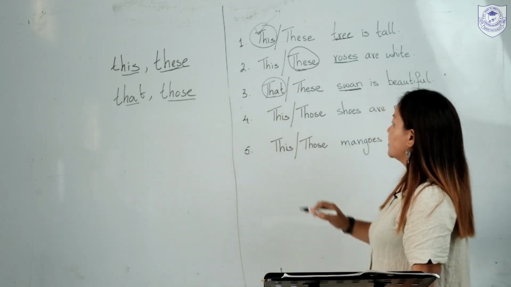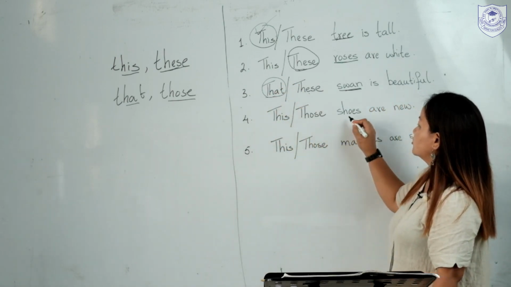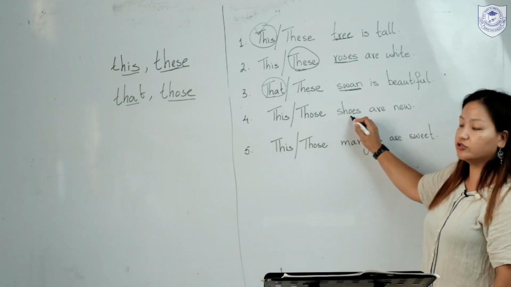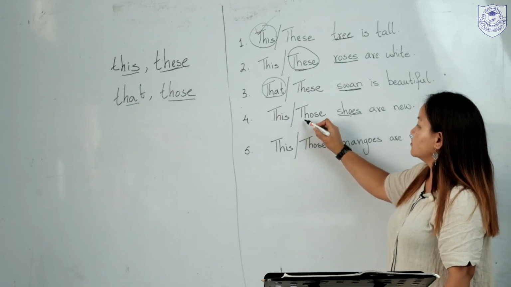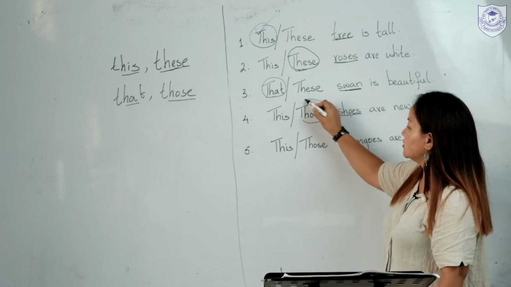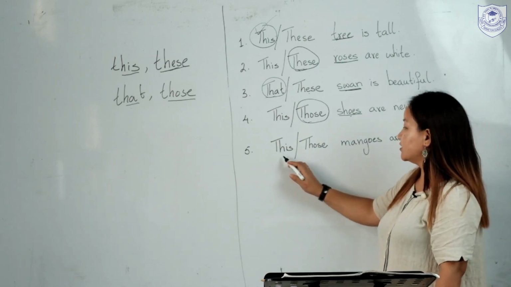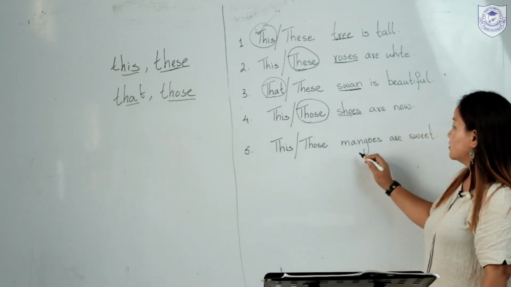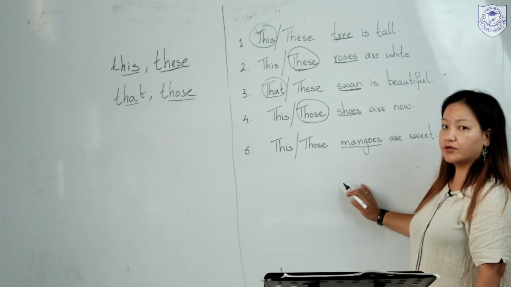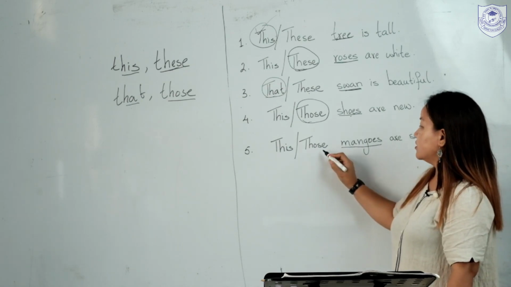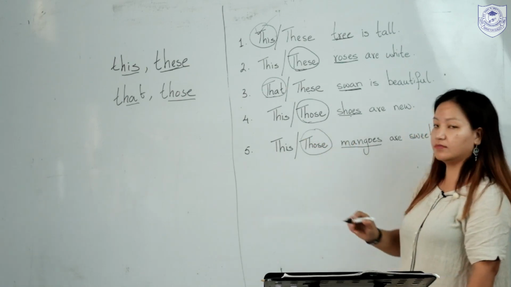Okay? And then number four, those shoes. The noun is shoes. It is plural, so we have to use the word those. Okay? And then the last one is those mangoes. The noun is mangoes. So what are we going to use? It is plural, so we have to use those.